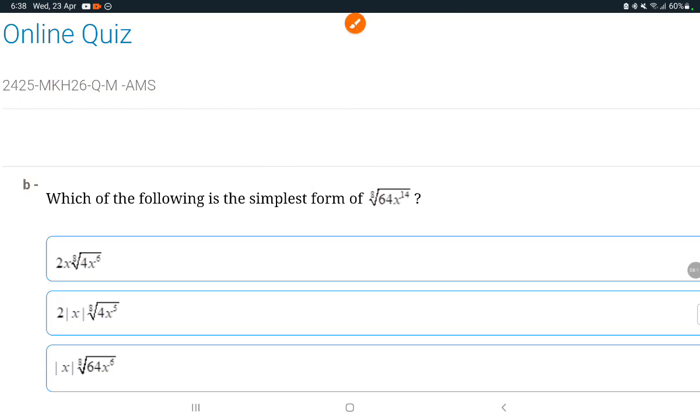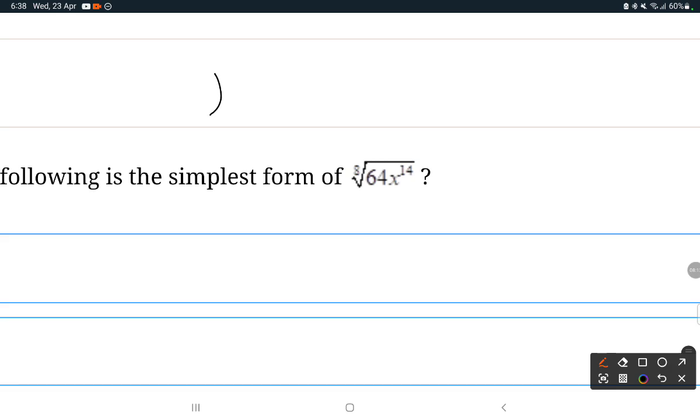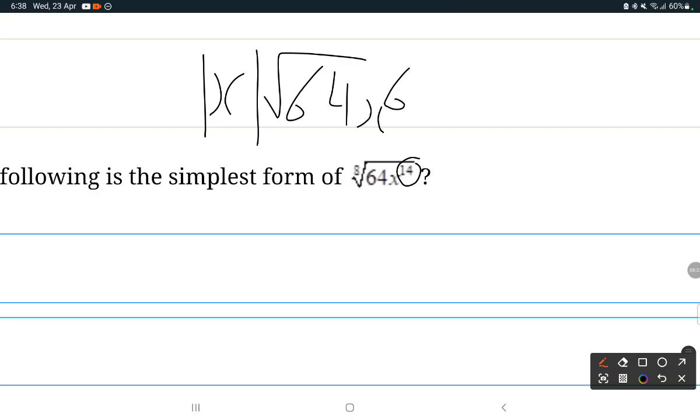So let's go back to our answer, 64 x to the power of 6. Okay, so it was x to the power of 14 when it was inside the radical. When you took it out it became x, so it's obviously going to need absolute value. So this is going to be your final answer, because it went from even to odd. It went from x to the power of 14 to x to the power of 1.